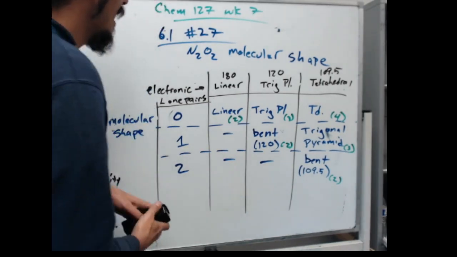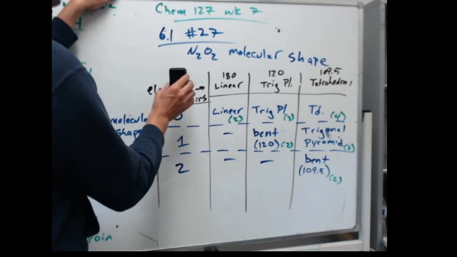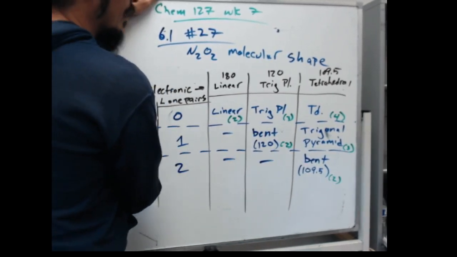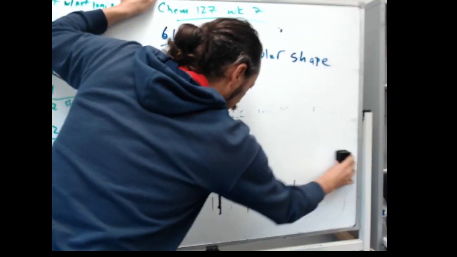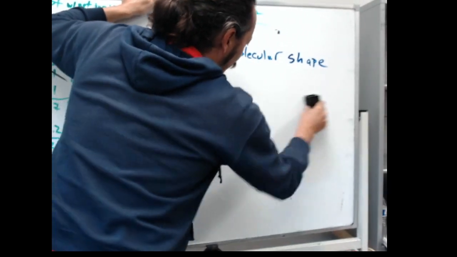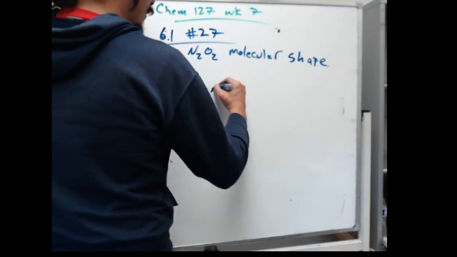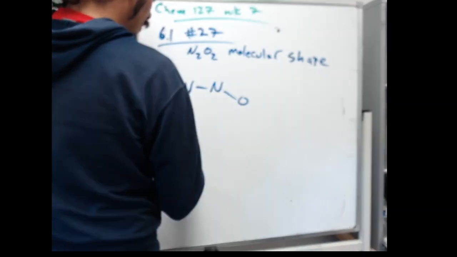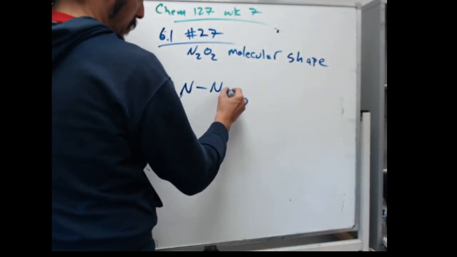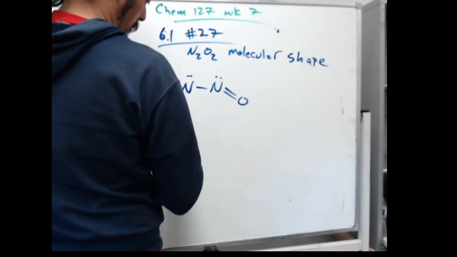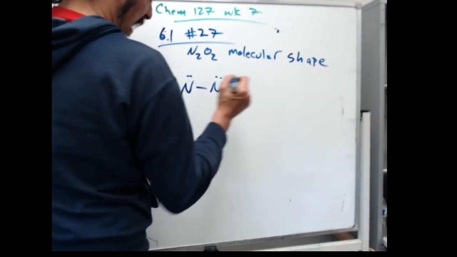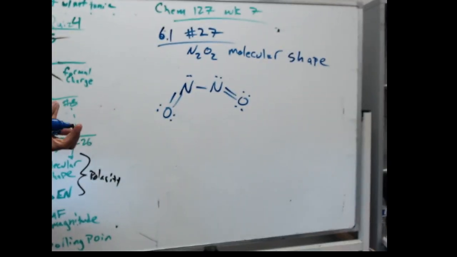So let's go ahead and finish up this one. Let's look at N2O2 and figure out what the molecular shape is. We'll have to keep that chart in our mind as we draw this. So I'm going to go ahead and first I have to draw the correct Lewis structure for N2O2. I like that. Is that right? Why do I like that?